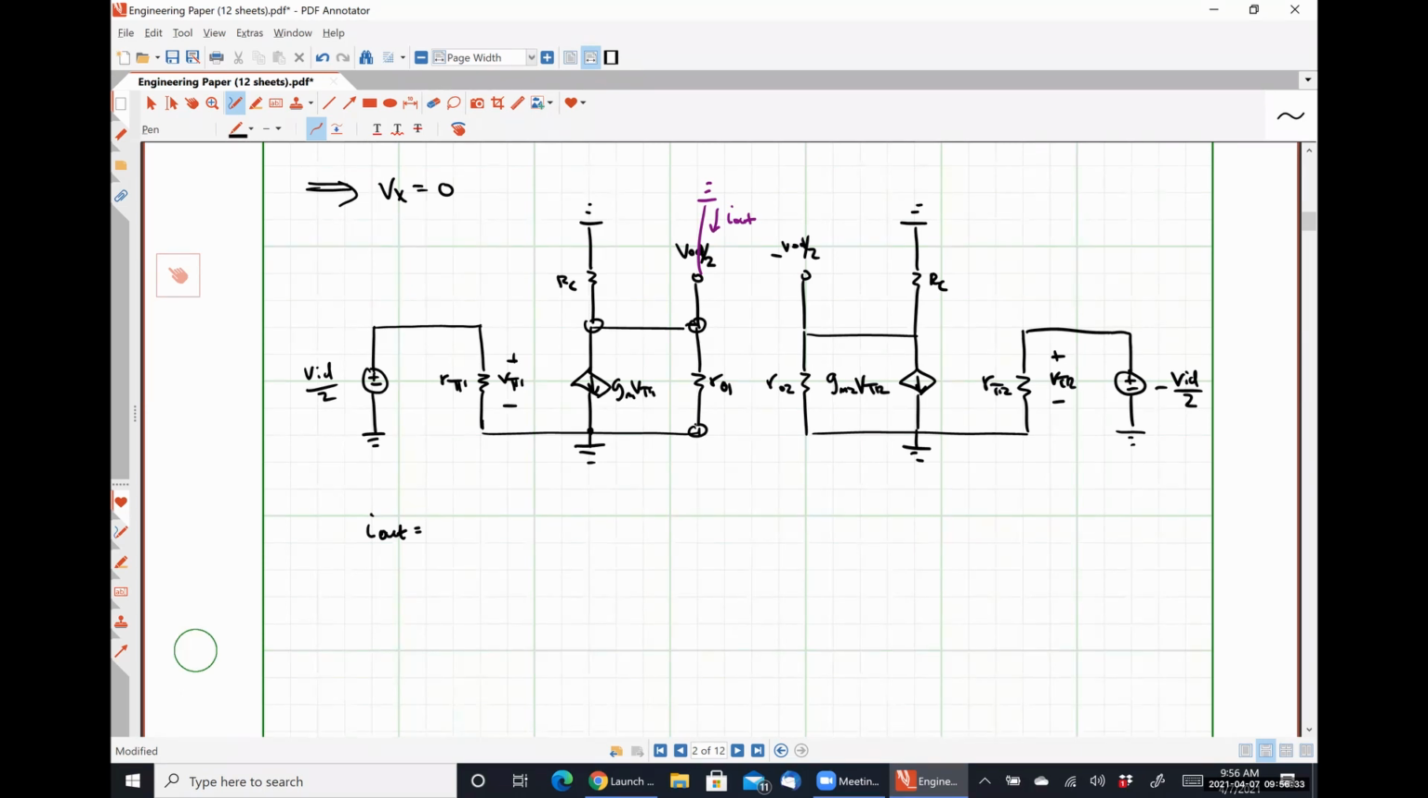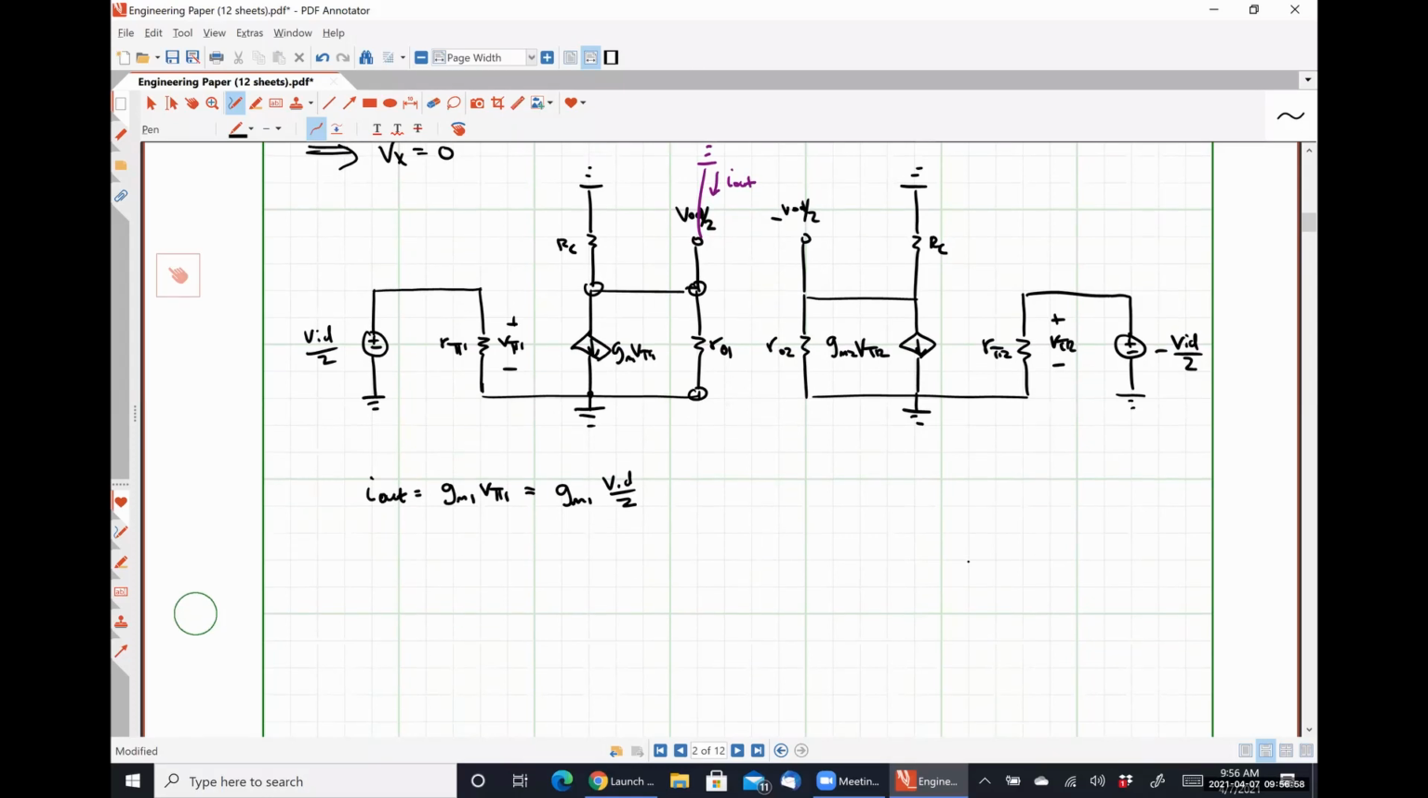So I would argue pretty easily that I out is equal to GM1 V pi 1, where V pi 1 is just VID over 2, right? I'm not going to write it like that. I'm going to write it as VN because it'll make it slightly easier to see what's what. So my short circuit transconductance defined as I out over VN is just GM1. Okay.